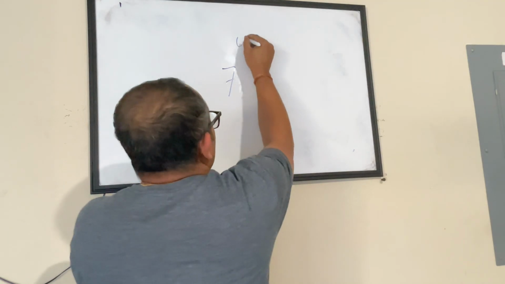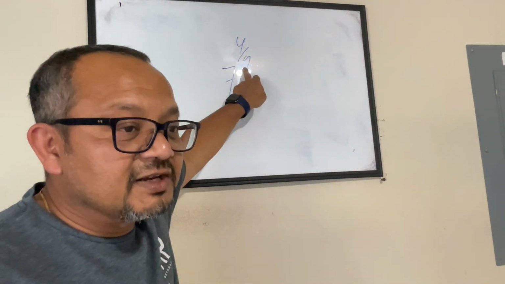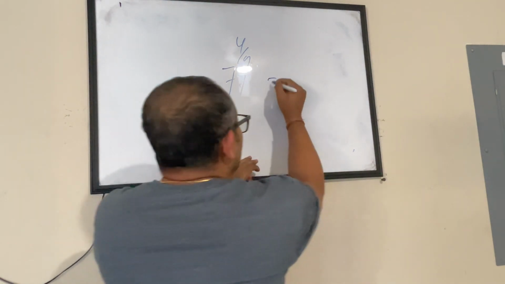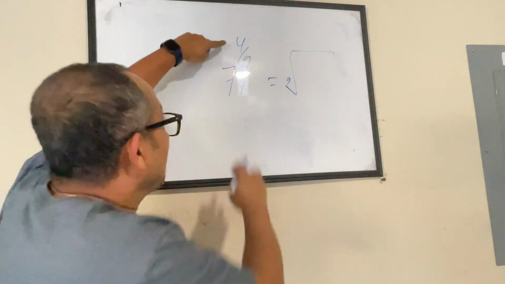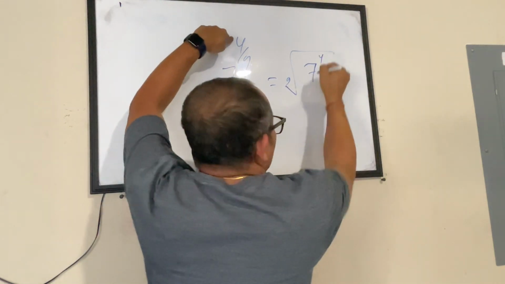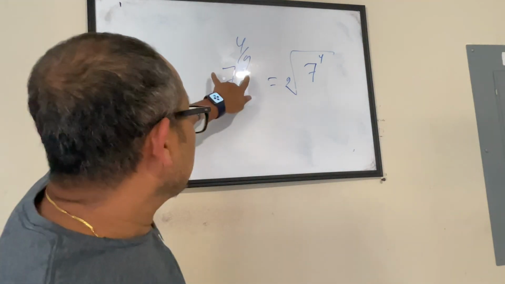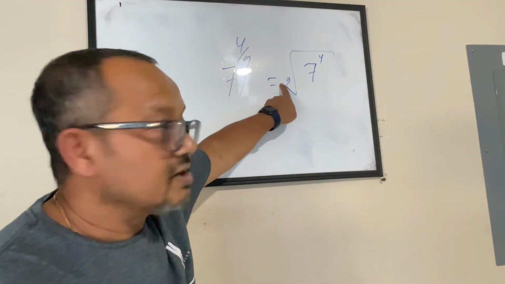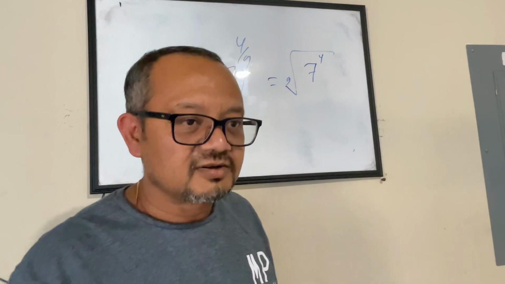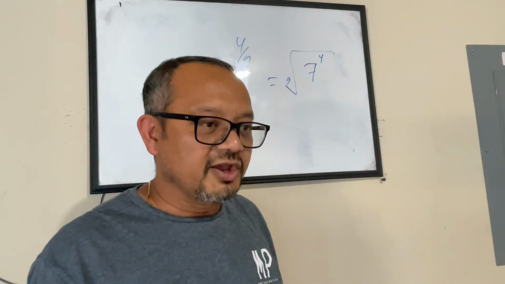Answer is yes. If you have 7 to the power 4 by 9, what does it mean? What is there in the denominator? 9. That is nothing but the 9th root of 7. 9th root of what? Of 7 to the power 4. That's how you can break it down. I have 7 to the power 4 by 9. Whatever I had in the denominator, that is the root. Rest all is a number. Okay?